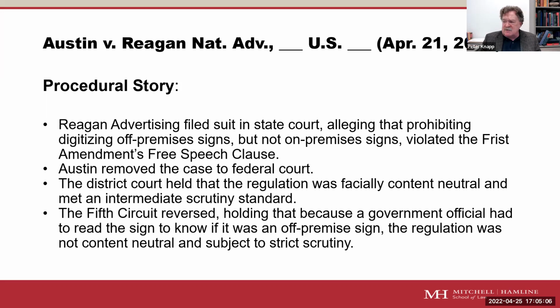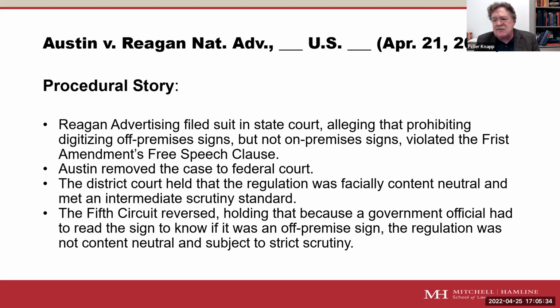Fifth Circuit reverses, and they hold in their opinion that there's very easy tests that we ought to be doing to take a look and see how it is we should approach analyzing this particular situation. If a government official has got to read the sign to know if it was an off-premises sign, then the regulation is not content neutral.